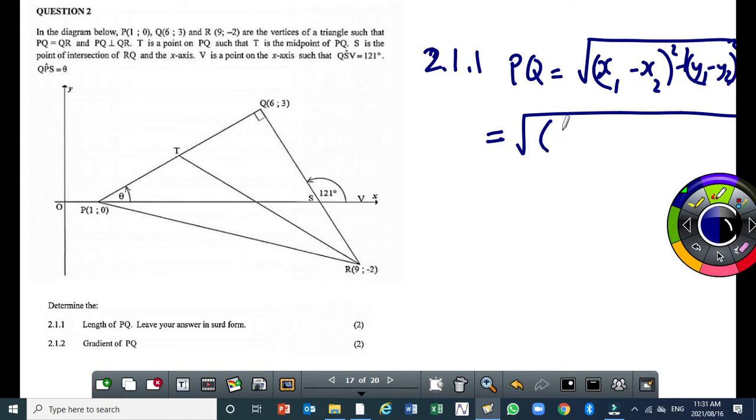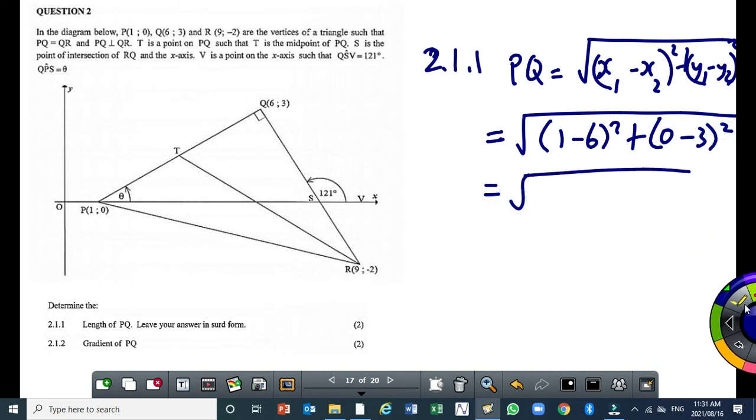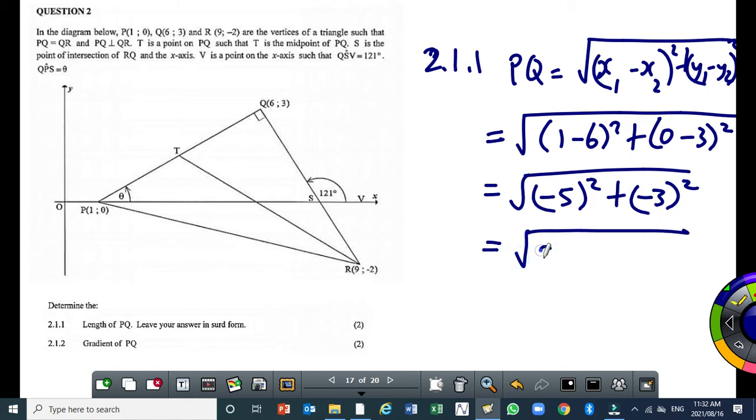So I'm going to have 1 minus x2, that's 6, squared, plus y1, that's 0, minus y2, that's 3. Right, so this is very straightforward. And you get (minus 5) squared plus (minus 3) squared. And that will give you the square root of 25 plus 9, and you get the square root of 34.